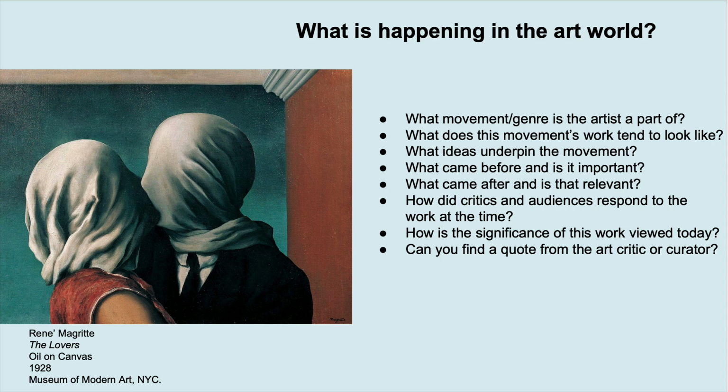Okay, let's move on to the next one. What's happening in the art world? Those questions would be more aligned with things like, what movement or genre is the artist a part of? What does this movement tend to look like? What does the work look like, or what is it about? What underpins the movement? What came before? What came after? How did critics and audiences respond to the work at the time? And how significant is the work today? You'll see later in the slideshow that you really do have to address today with some very famous works of art. And can you find a quote from an art critic or a curator that has looked at and studied this work?